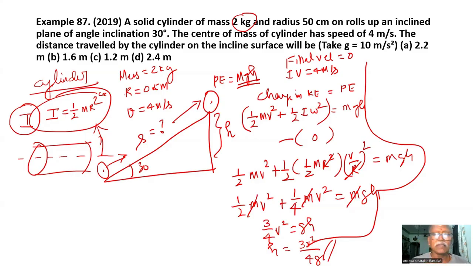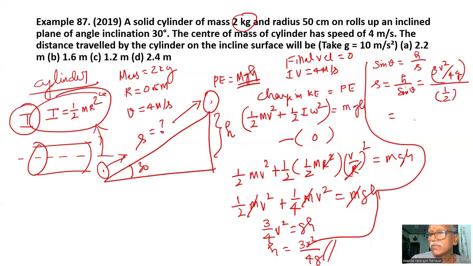Now S we have to find. Now we know h, angle we know. That's why we can find the hypotenuse. Sin theta equal to opposite side divided by hypotenuse. S is the distance traveled. Therefore, S equal to h divided by sin theta, where h equal to 3v square divided by 4g, whole divided by sin theta, sin 30 equal to 1 by 2.